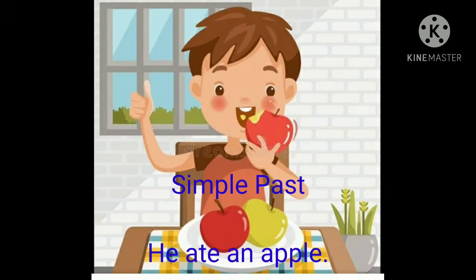Another example of a simple past, he ate an apple. If you remember, in present we had written eat, E-A-T, but in the past it becomes ate. So from this verb ate, we understand that this sentence is talking about the past. That is the simple past, that he had already eaten an apple in the past. So eat is the present and ate becomes the past tense.